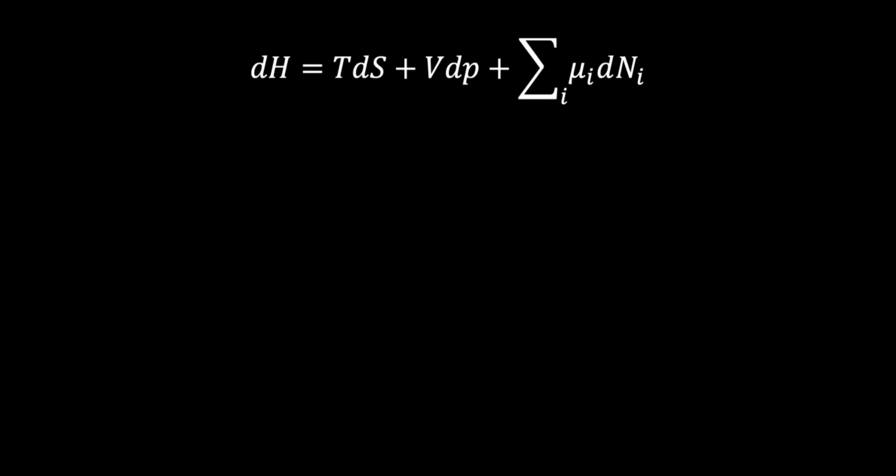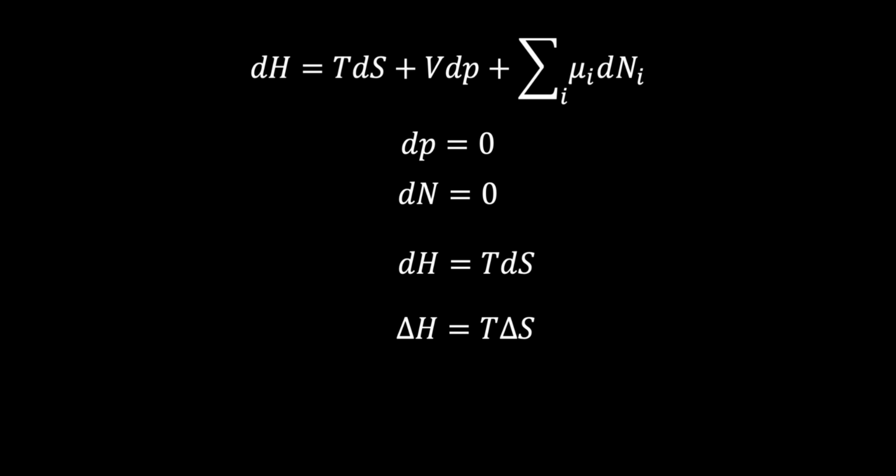Suppose that a reaction occurs, and the number of particles does not change, nor the pressure. Then a change in enthalpy is equal to TdS, which we know is equal to Q, or heat. Thus, for a reaction performed at a constant pressure, like on the lab bench, the heat of the reaction is defined to be the enthalpy.